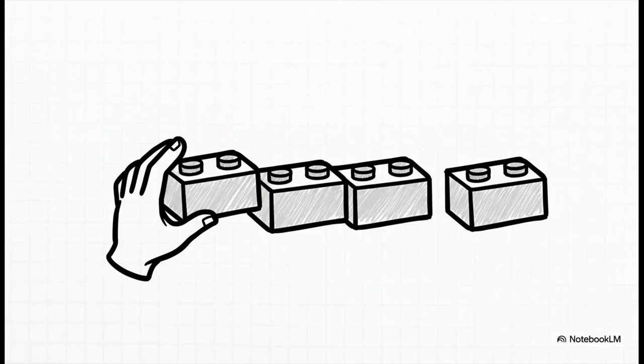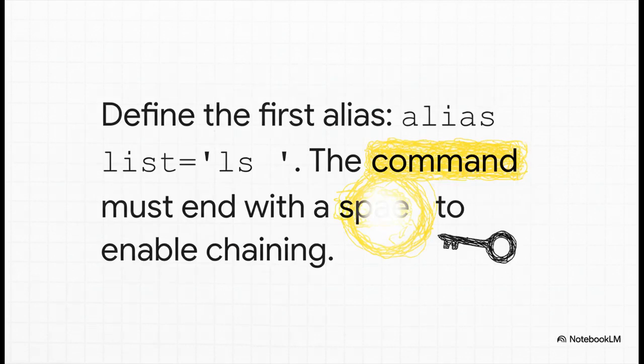Okay, this next one is a real power move. In shells like Bash, you can do something called chaining aliases. This means you can actually combine multiple shortcuts on one line to build a brand new command on the fly. It's kind of like programming with Lego bricks. Now, the secret sauce here is all in how we define the first alias. We'll create one called list, but notice how we define it: ls with a space at the end. That trailing space is not a typo. That is the magic ingredient. It tells the shell to keep looking for another alias right after this one.